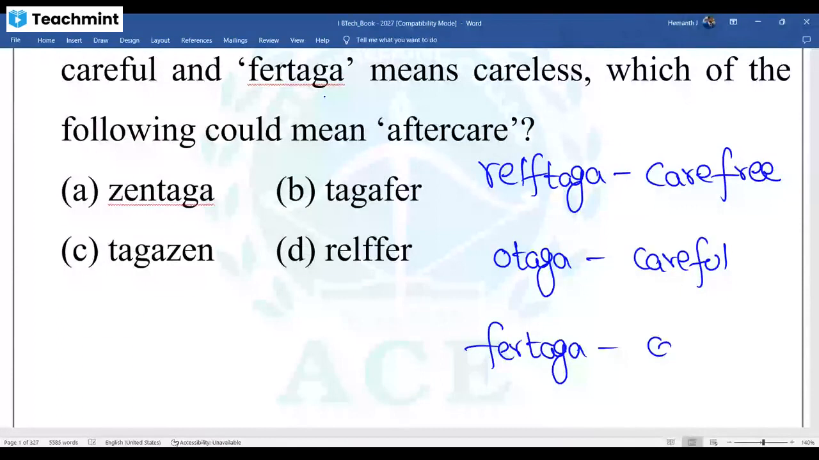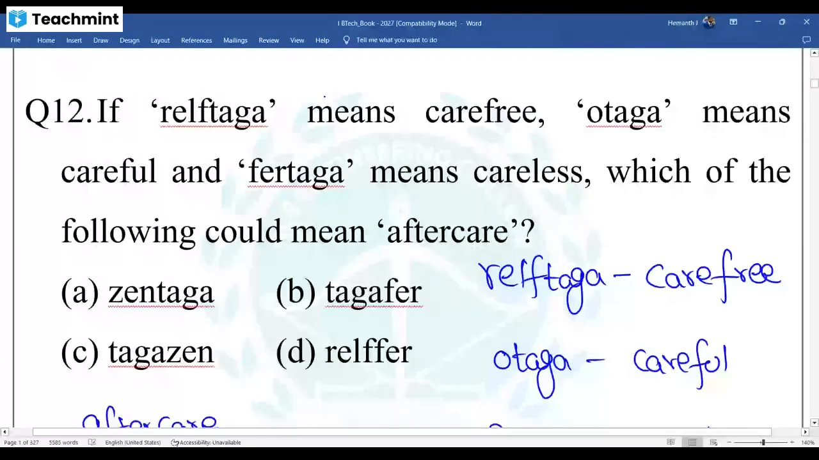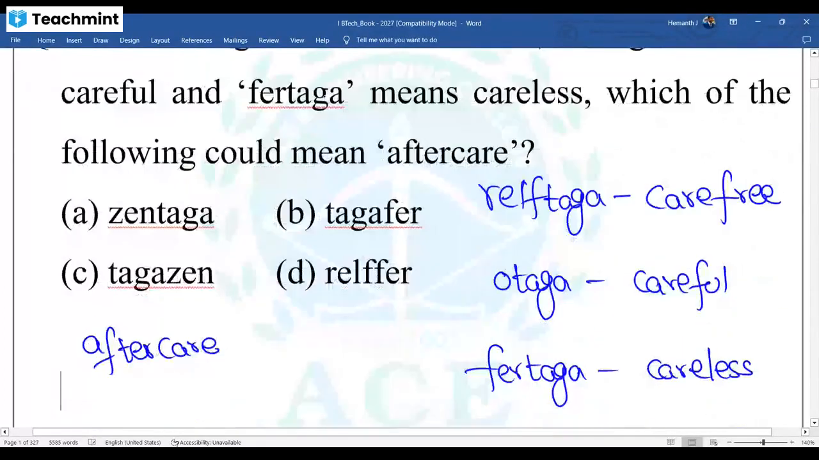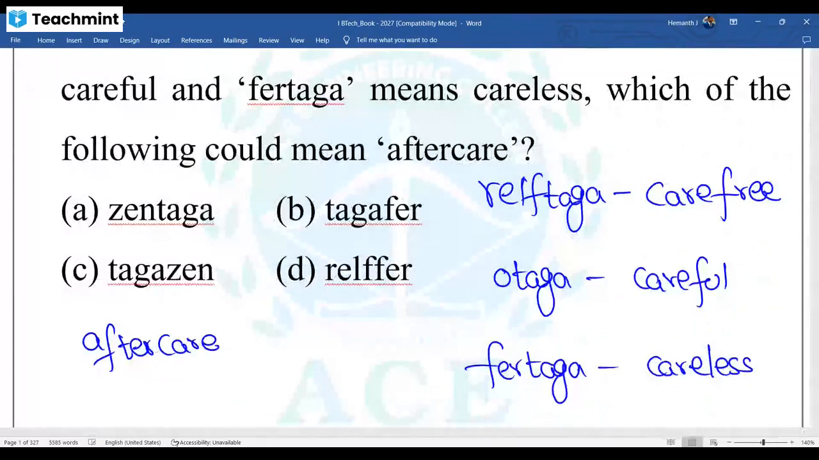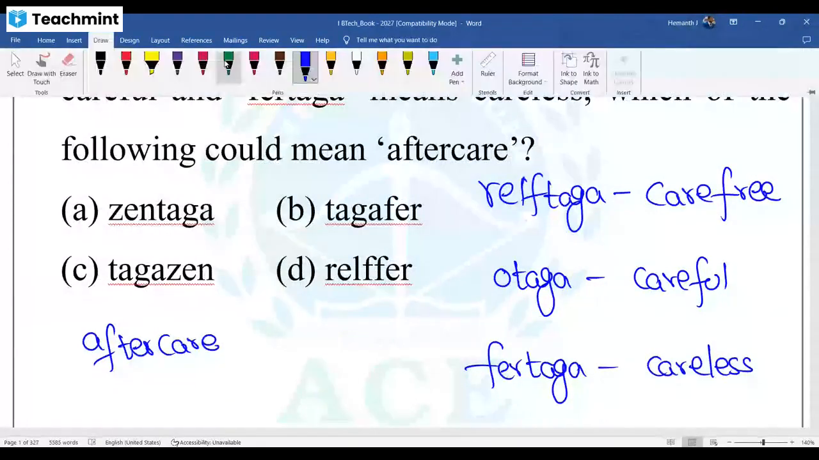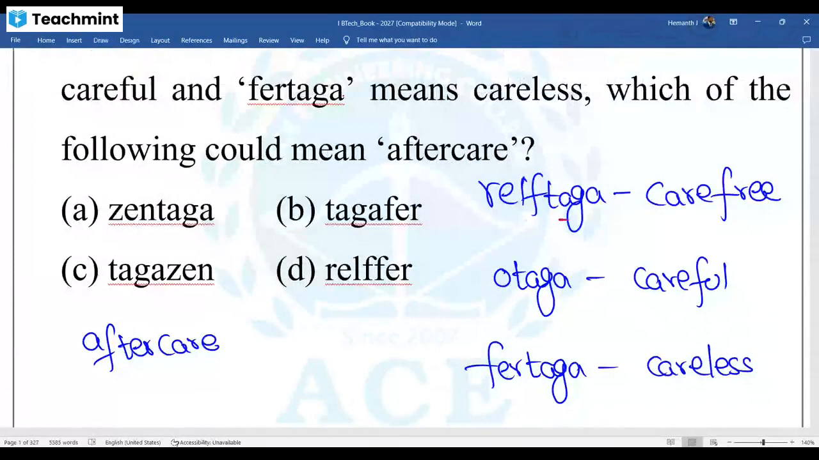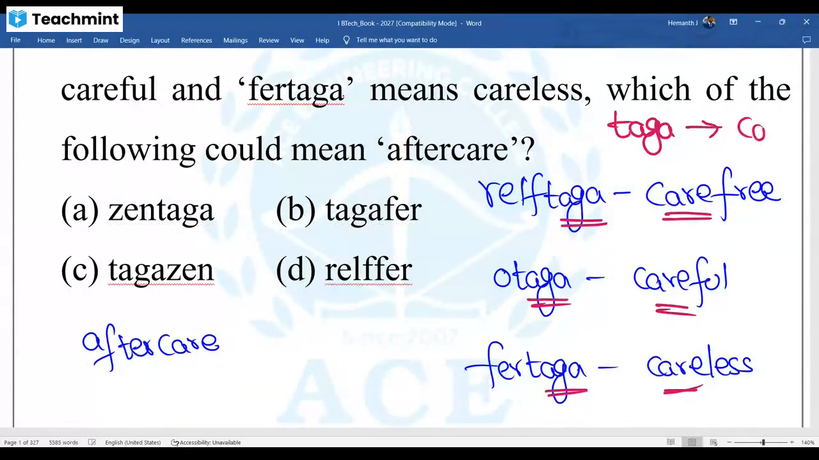After care, then what is the code? You need clear observation among all. One observation required is: what is common? Everywhere TAGA is common, and here "care". First observation: TAGA means care. Second, a very important observation: TAGA at the last means care is at the first. In every code, TAGA is at the last and care is at the first.